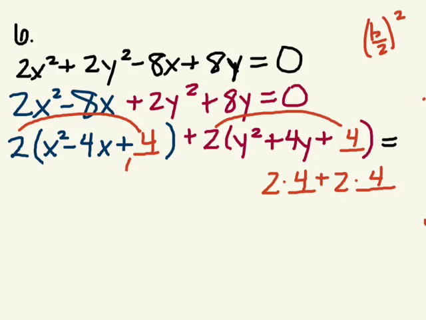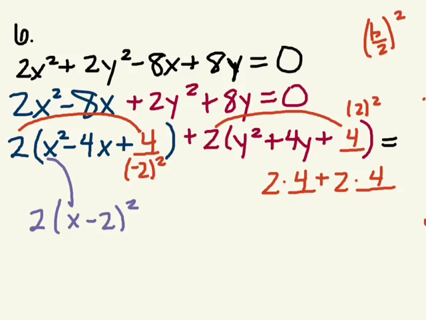You could also write that here as negative 2 squared, and you could write that over here as 2 squared. Just depends on how you like your process. Either way is fine. That lets us factor really easily. This first one becomes x minus 2 squared. The x term comes from the square root of x squared. The negative 2 comes from the square root of that positive 4 there.